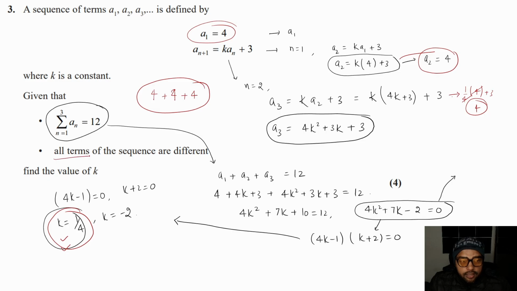Now in the second part, they have mentioned in the question itself that all the sequences are different. So if we are using this value of k equals 1 by 4, we are getting the same value for all the terms. So that is why this value will not be taken and this value will be taken. This is the correct solution of this question: k equals negative 2.